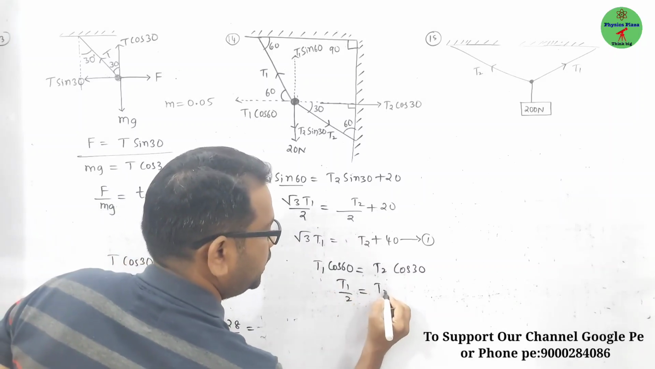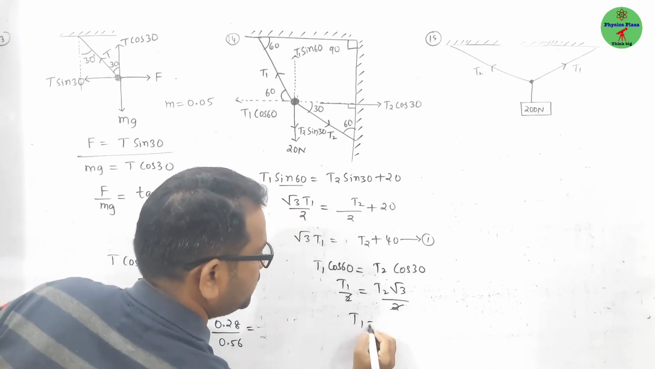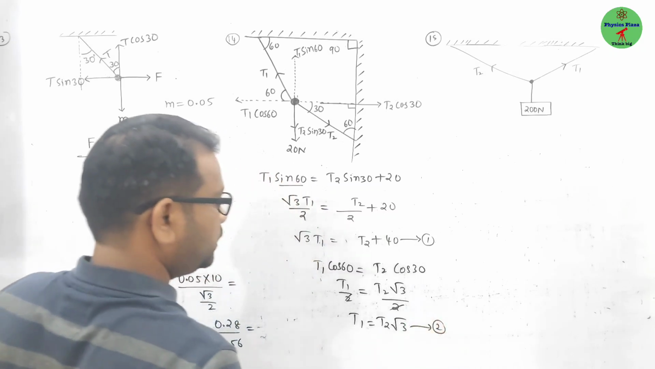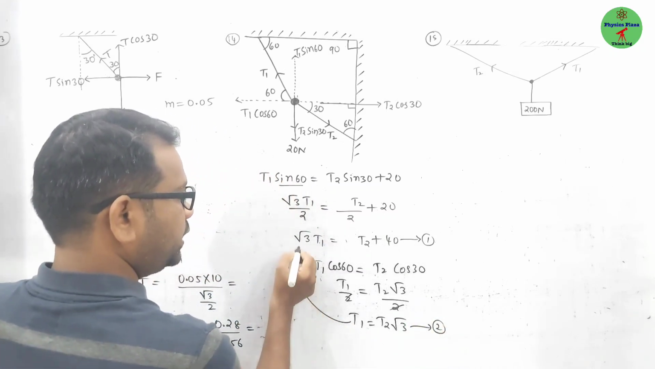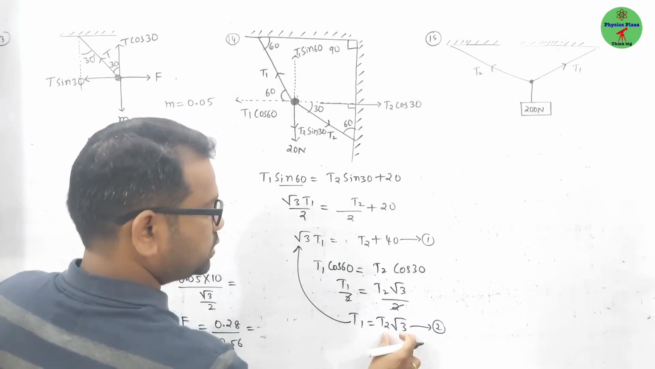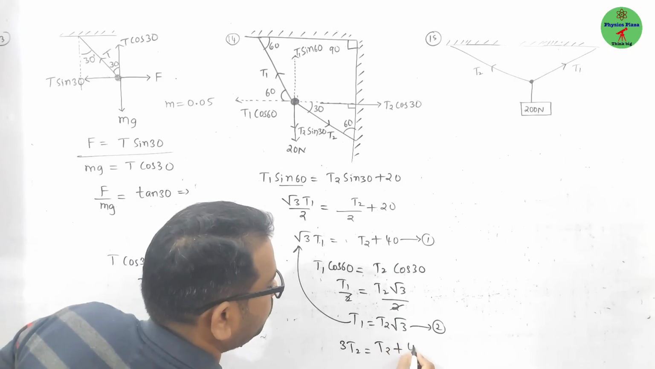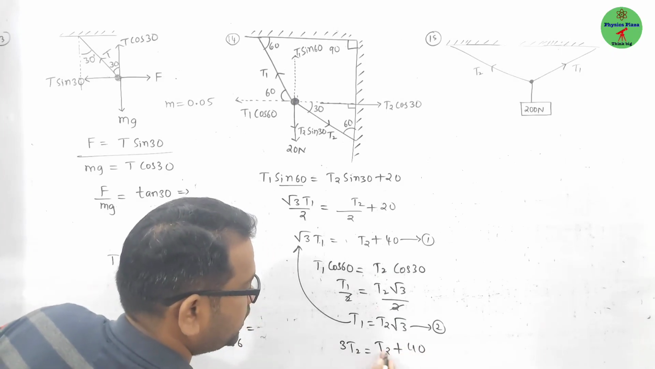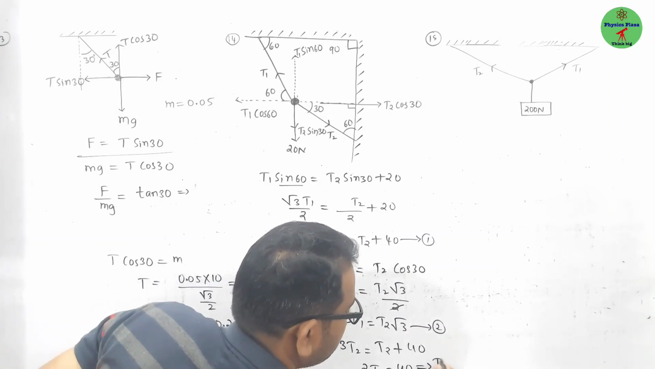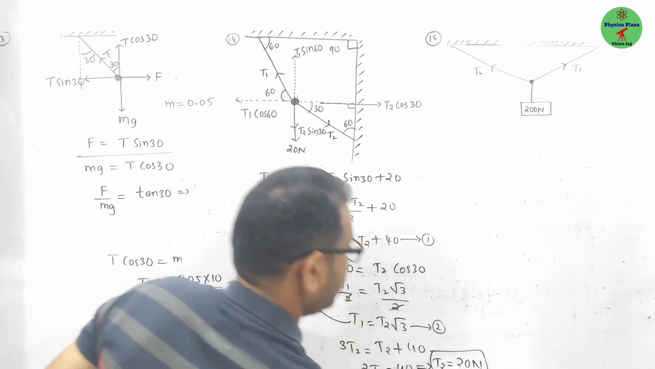This is T2 cos 30, which is root 3 by 2. The 2 cancels, so T1 is equal to T2 root 3. Make it equation 2. You can substitute this in equation 1. So root 3 into T2 root 3, so 3 T2 is equal to T2 plus 40. If you bring this side, 3 T2 minus T2 will be 2 T2 is equal to 40. So from this, T2 is equal to 20 Newton.